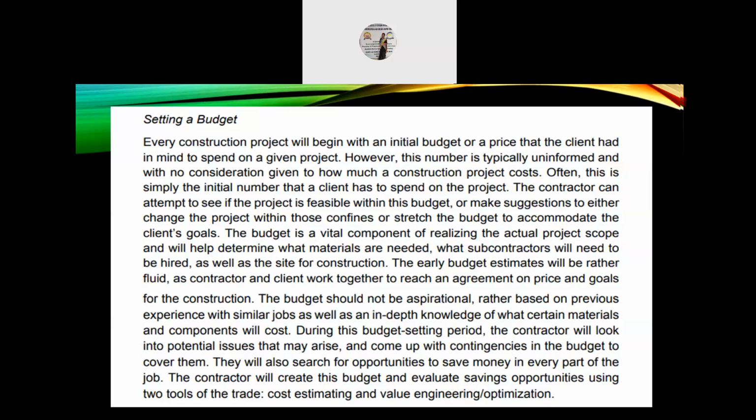The budget should not be aspirational, but rather based on previous experience with similar jobs as well as in-depth knowledge of what certain materials and components will cost. During this budget setting period, the contractor will look into potential issues that may arise and come up with contingencies in the budget to cover them. They will also search for opportunities to save money in every part of the job. The contractor will create this budget and evaluate savings and opportunities using the two tools of the trade, which are cost estimating and value engineering, or value optimization.